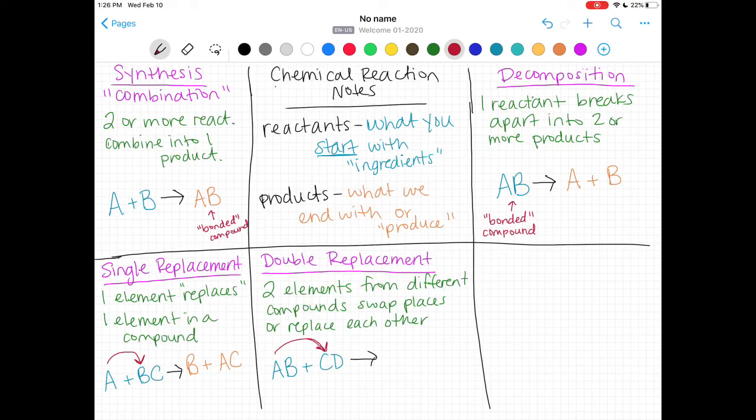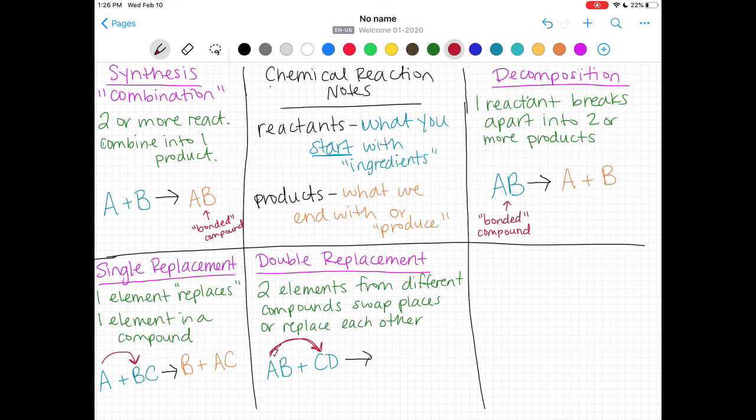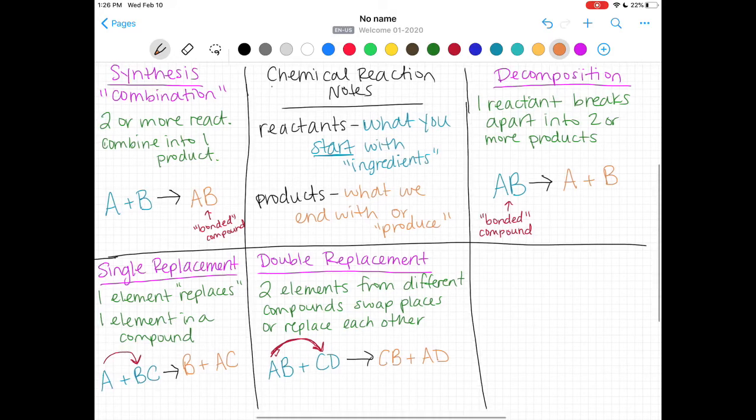Instead of just a single element replacing and then being by itself, we're still just swapping in this one spot. But it's called double because it's going to make two new compounds instead of just one new compound. So now instead of an A at the beginning, I'm going to have a C, B plus A, D. You can see the C and the A swap places.